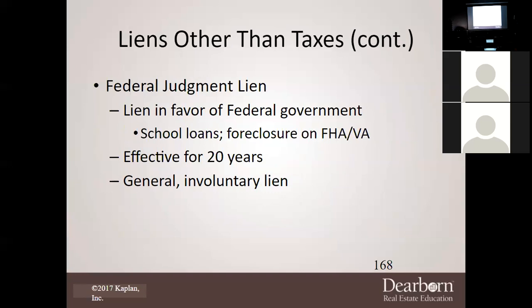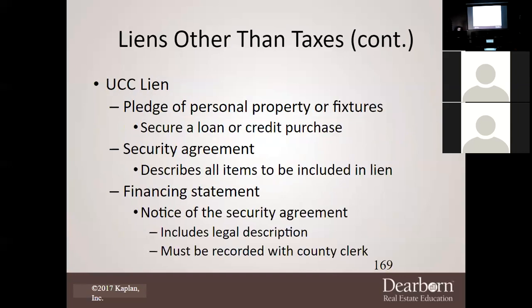There's also a federal judgment lien. Again, the lien is in favor of the federal government. So things such as school loans, foreclosure on an FHA or VA loan, and again, these are effective for up to 20 years. And again, these are also general involuntary liens.